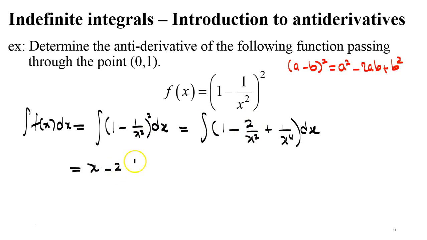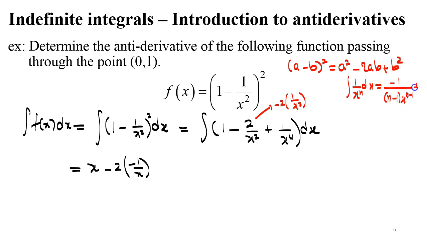Now over here, minus 2 times... So this can be seen as negative 2 times 1 over x squared. And according to our table of integrals, an antiderivative of 1 over x squared is in fact negative 1 over x. Or you could be applying this property, which states that the integral of 1 over x to the n dx is negative 1 over (n minus 1) x to the n minus 1 plus k. So over here, applying this property for n equals 2 would give me a negative 1 over x.